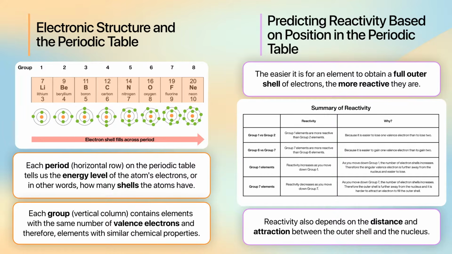Conversely, in group 7, the halogens' reactivity decreases down the group because the attraction between the nucleus and the outer electrons weakens, making it harder to gain an electron. We will revisit these groups in much more detail later on in this unit.